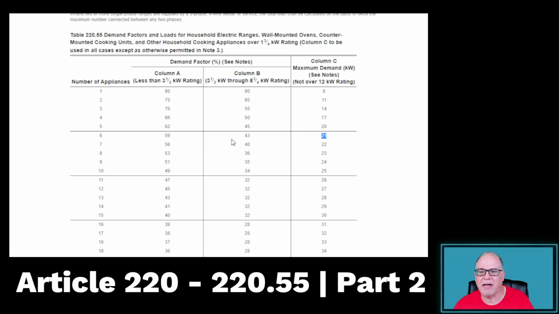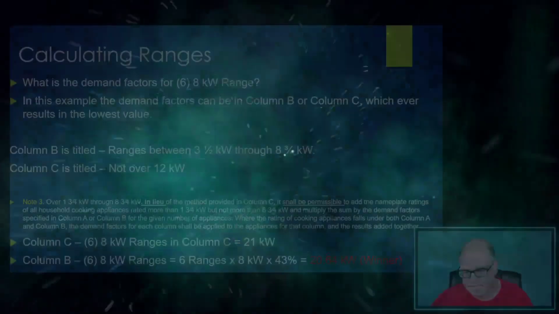So what's our multiplier for that? Well, we have 6 of them, and we're under column B. So our multiplier is 43%. Okay? So that's going to be 43%. We're going to do 43% of the full total VA. Don't worry. Let me show you how you do that. So we'll go back to the presentation.